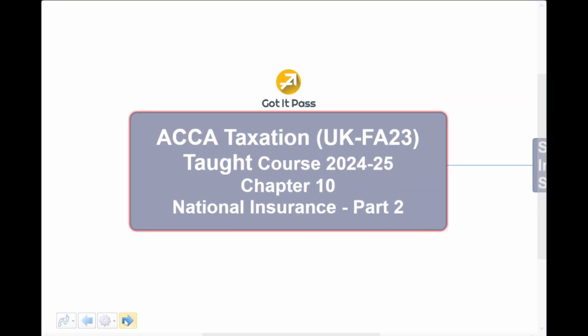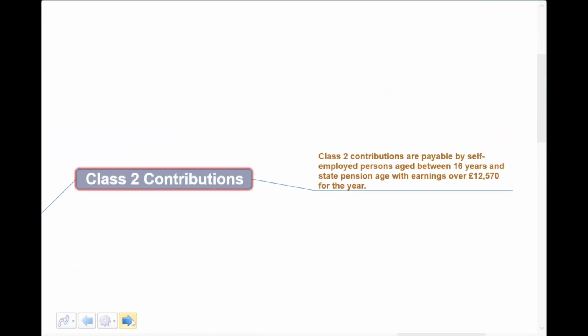Okay, so we now move into this second area of national insurance, part two. And here, as mentioned, what we're going to deal with is basically self-employed individuals. So we saw from part one that really there's only two classes that are relevant, class 2 and class 4. And again, I will refer to the tax tables at the end of this particular section, don't worry.